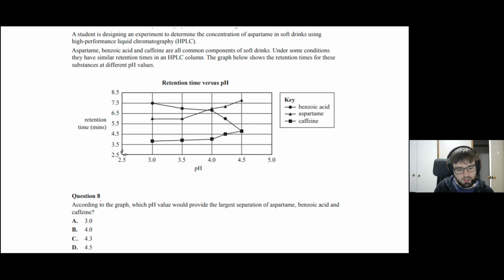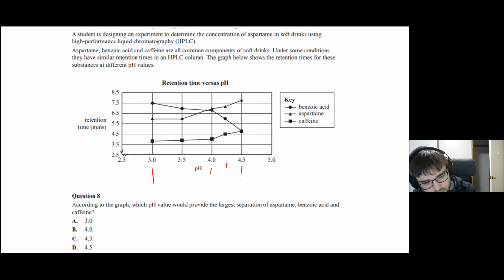But basically, we've got a question here. According to the graph, which pH value would provide the largest separation? You don't need to know a whole lot of chemistry to tell this one. We basically just want the pH value, i.e. the X value, that will give us the biggest gap between them. So our options are 3, 4, 4.3, and 4.5.